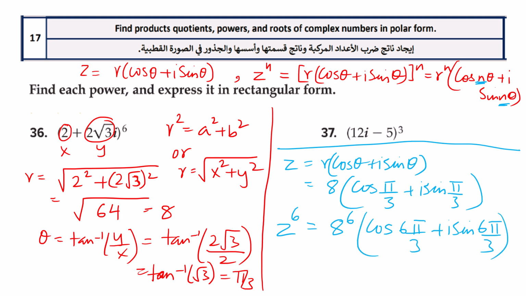Let's see what we can simplify. Use your calculator. 8 to the power 6 will come out to be a big number. It's 262144. And this is cos 2 pi plus iota sine 2 pi. Sine 2 pi is 0. So imaginary part is gone. I'm just left with cos 2 pi, which is 1. So my final answer is going to be 262144. This is my final value for the answer for question 36.